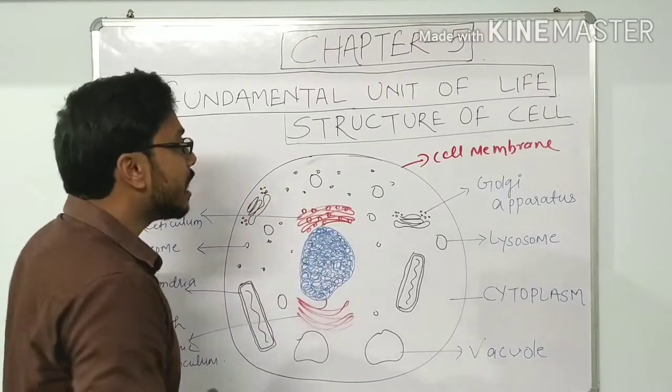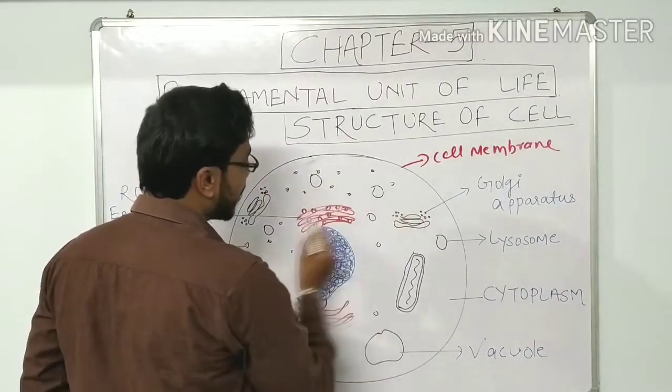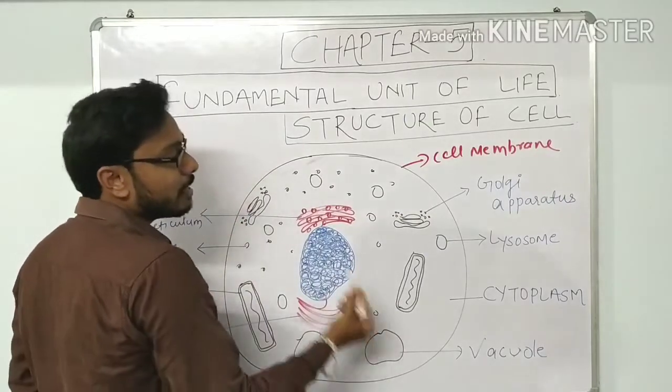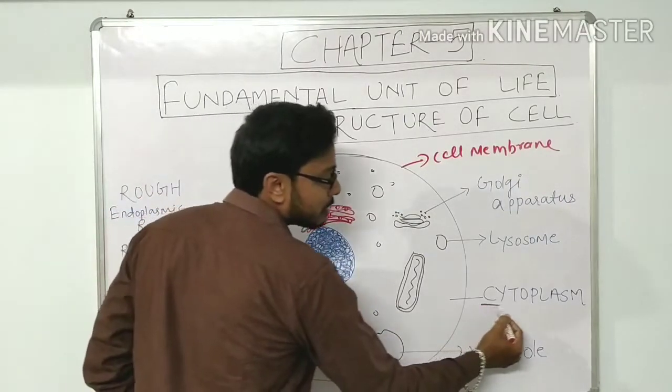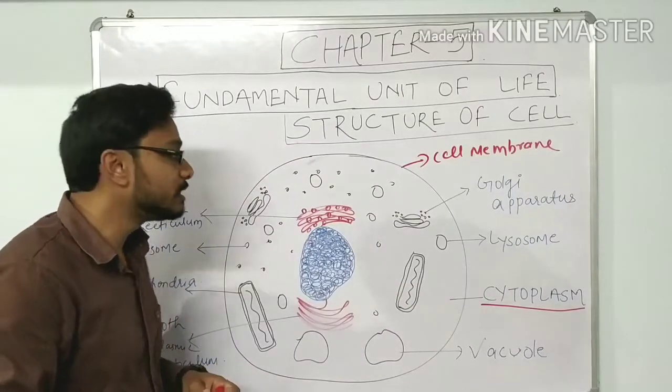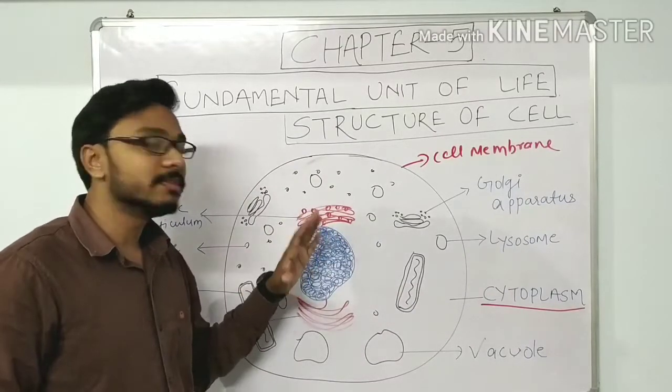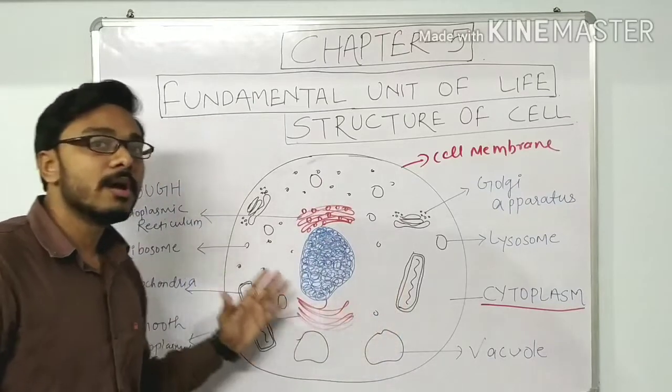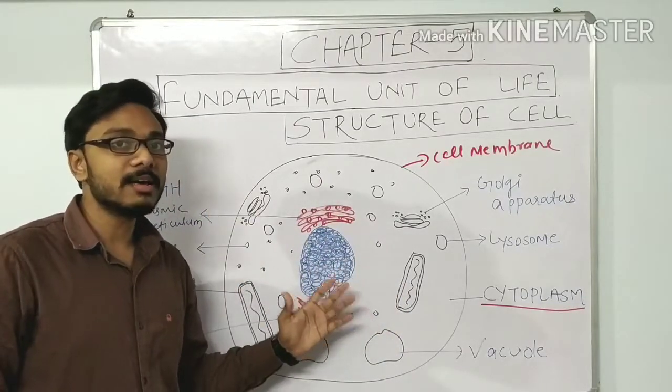After that comes a fluid substance filled inside the whole cell. That particular fluid is known as cytoplasm. Cytoplasm is filled in the whole cell, and in this cytoplasm there are lots of organelles present in the cell.